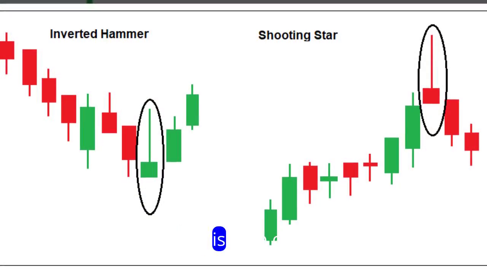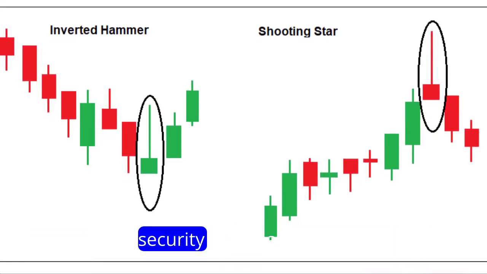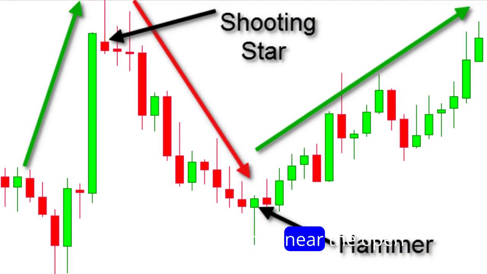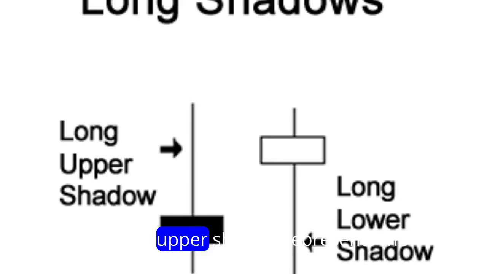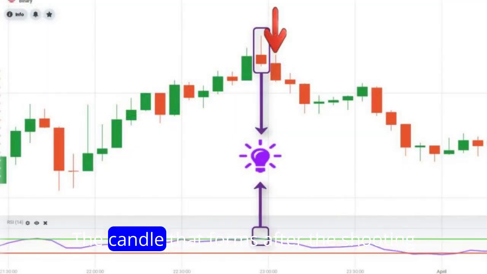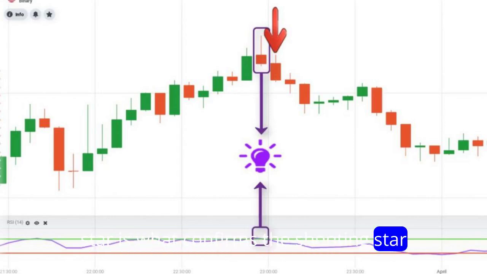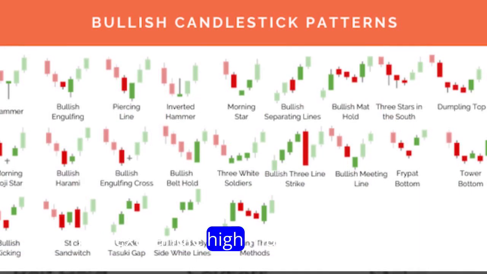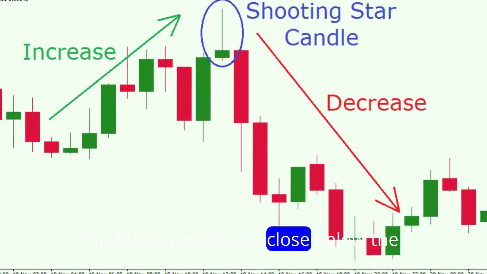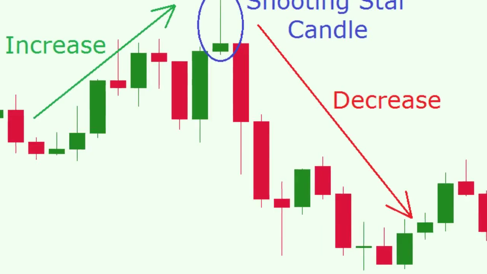The shooting star is a type of candlestick that forms when a security advances significantly, but then closes the day near the open again. The long upper shadow represents the buyers who bought during the day, but are now in a losing position because the price dropped back to the open. The candle that forms after the shooting star is what confirms it. The next candle's high must stay below the high of the shooting star, and then proceed to close below the close of the shooting star.